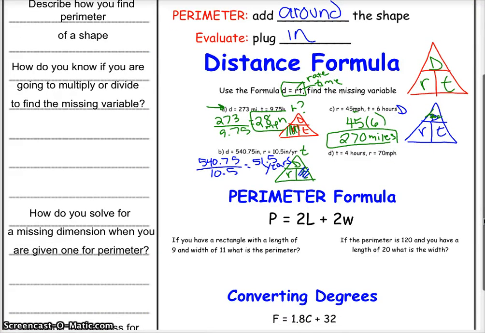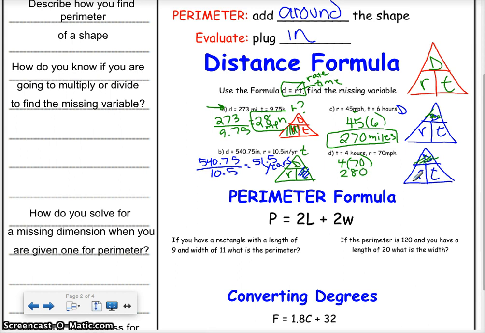Okay, so next one, T is 4 hours. R is 70 miles per hour. And I'm making my distance triangle, D and R and T. I'm figuring out which one I'm missing. I have T, I have R, I do not have D. So I cross out D. And now what do I do with the numbers? I multiply them. So 4 times 70, 280. What's my units? Miles, because my rate tells me what my units are. 280 miles.